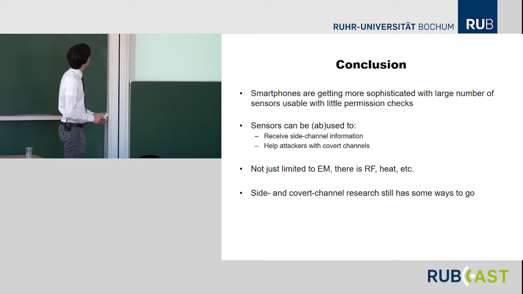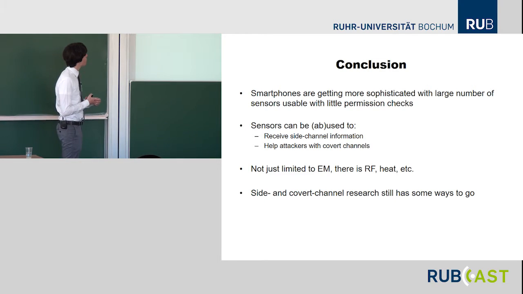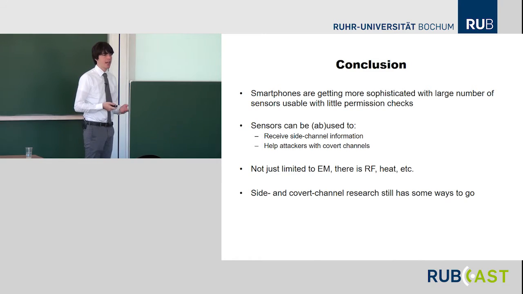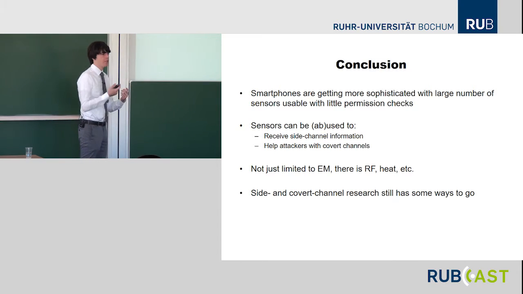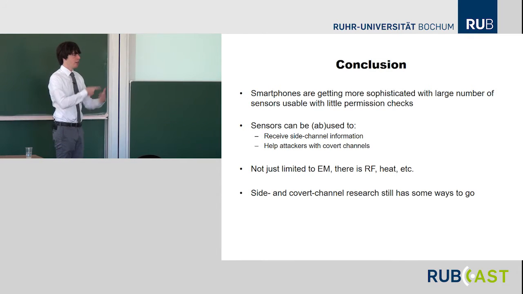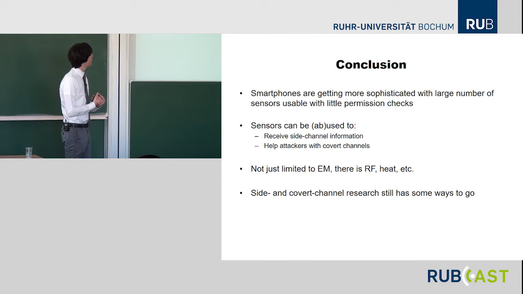That could be practical. So to conclude, smartphones are getting more sophisticated with all these different sensors, and our work has shown that you can use that as a side or covert channel to communicate between the server or laptop and a smartphone. There's a lot of other work. People with dedicated equipment can do many more things, though you have to have the dedicated equipment, so it's not so conspicuous. You can expect that as the sensors in the smartphone get better, maybe someday you can actually figure out what instructions the CPU is executing. Who knows?